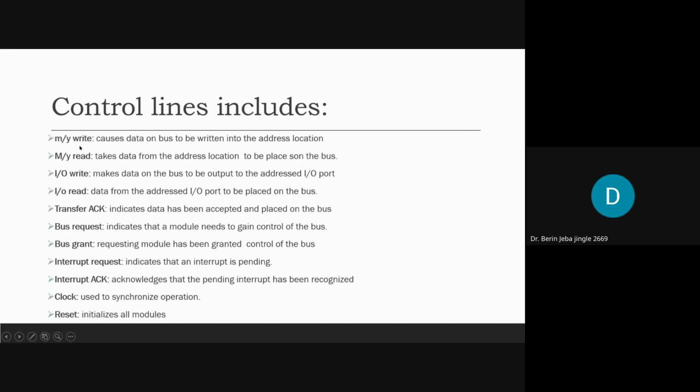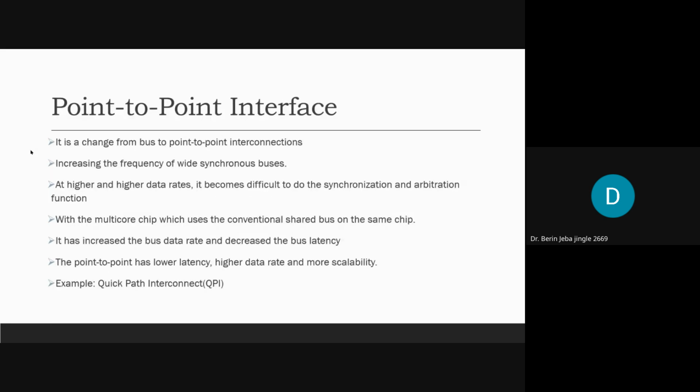So what are the things? Memory read write, input output read write, transfer acknowledgement, bus request. I will detail this in the next slide. Bus request, bus grant, interrupt request, interrupt acknowledgement, clock, and reset. So these are the things which are sent as control signals to the control line. Before going into the point-to-point interface topic, we have to study one more slide.